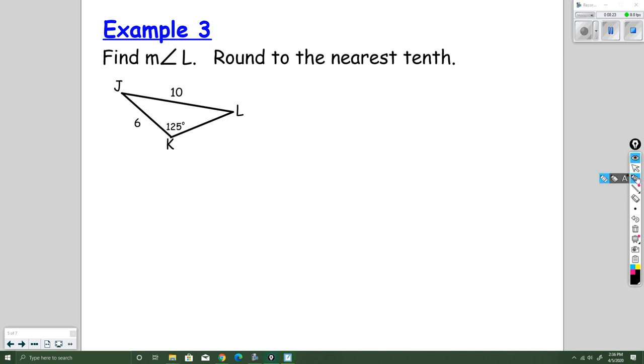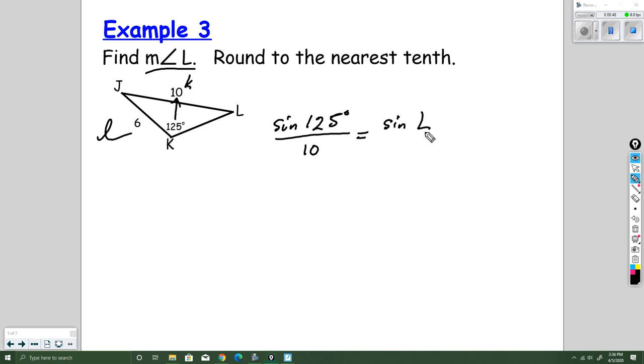So let's get started. Now I'm not going to write the whole law of sines anymore. Remember, we just have to use an angle and its opposite side. So that's angle K and side K. So sine of angle K, which is 125 degrees, on side K, which is 10, equals, well, we're looking for angle L, and we do have side L right here. So we can set that equal to sine of angle L on side L, which is 6.